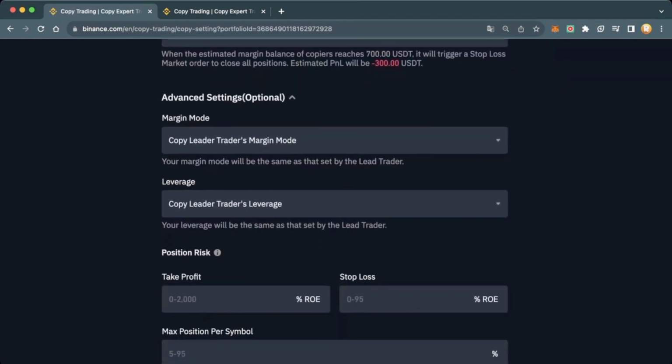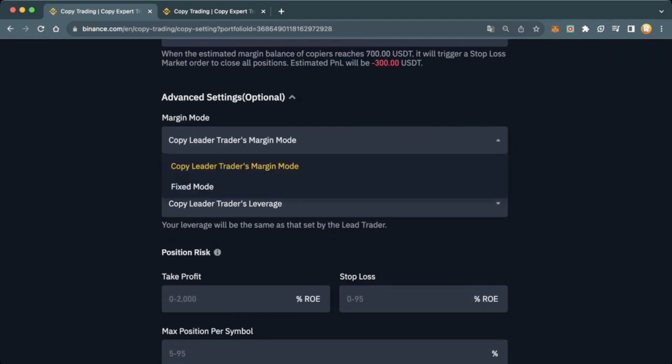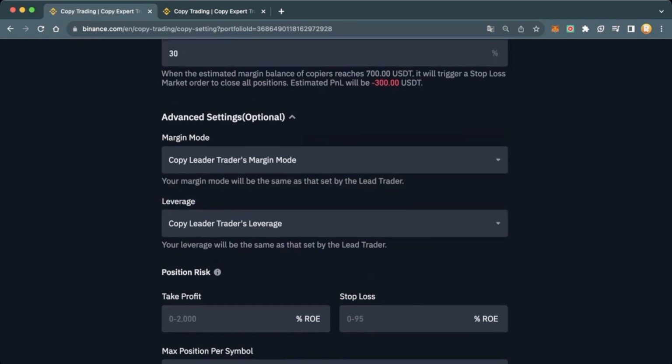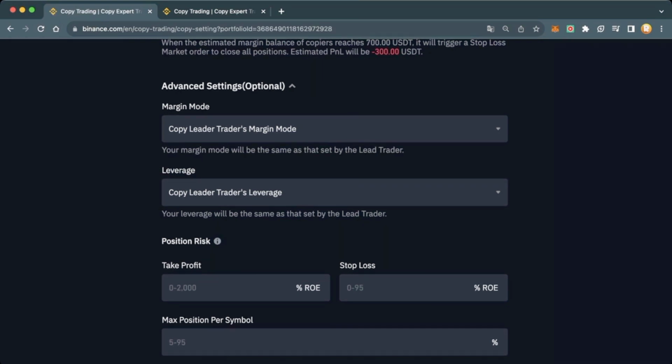Advanced settings. You can copy the margin mode of the lead trader, or you can go to fixed mode. So they might be using isolated margin or cross margin. Isolated margin is where they fund individual trades. Cross margin is where you just have an amount of money to fund all of the trades. Isolated margin can be a little bit less risky than cross margin.